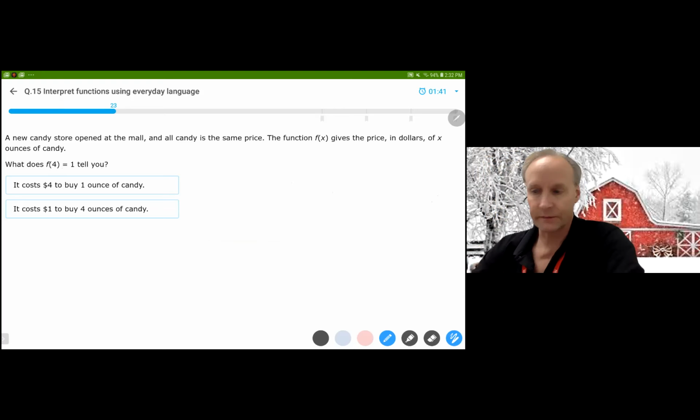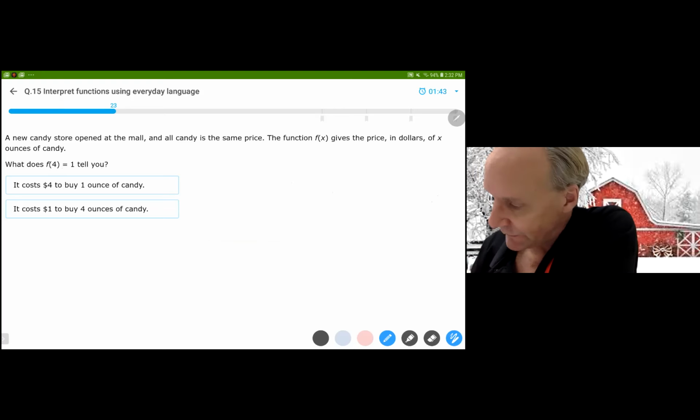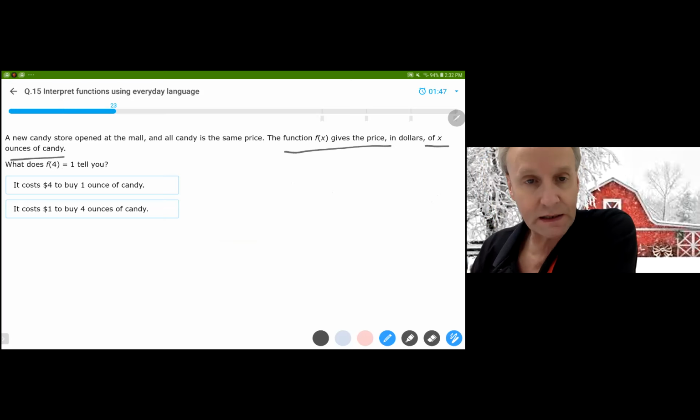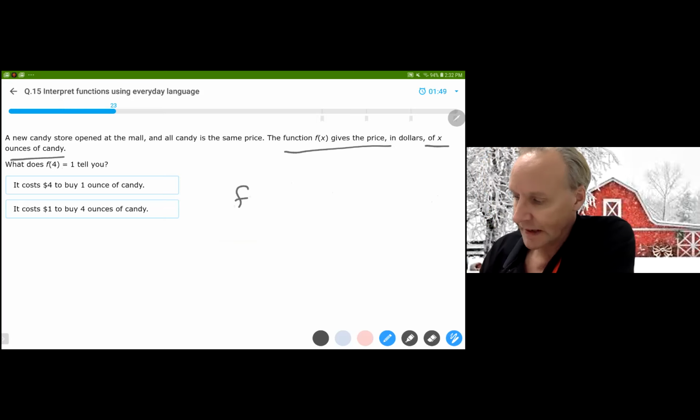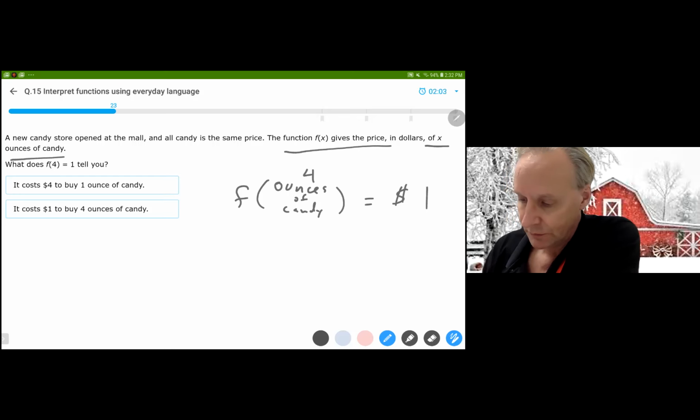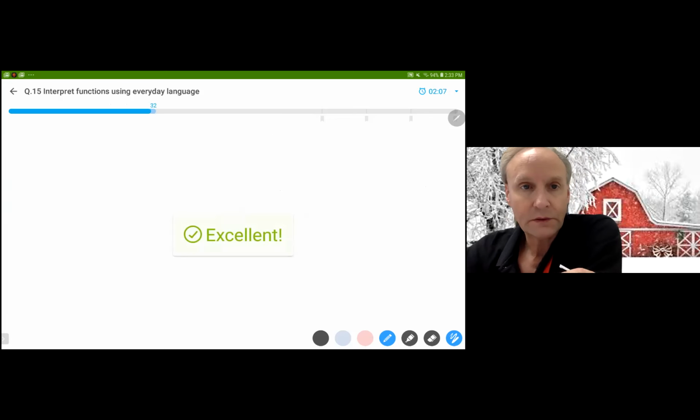It really helps to label your function. Let's see, we've got f of x gives the price of x ounces of candy. So we're talking about f of ounces of candy. And this tells you the price. And so 4 ounces of candy cost $1, which is pretty inexpensive. There it is. 25 cents an ounce is awful cheap for candy.